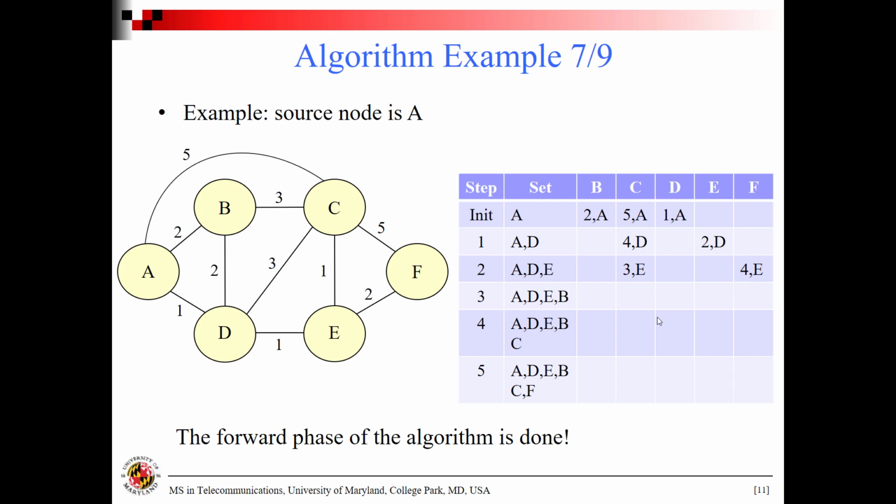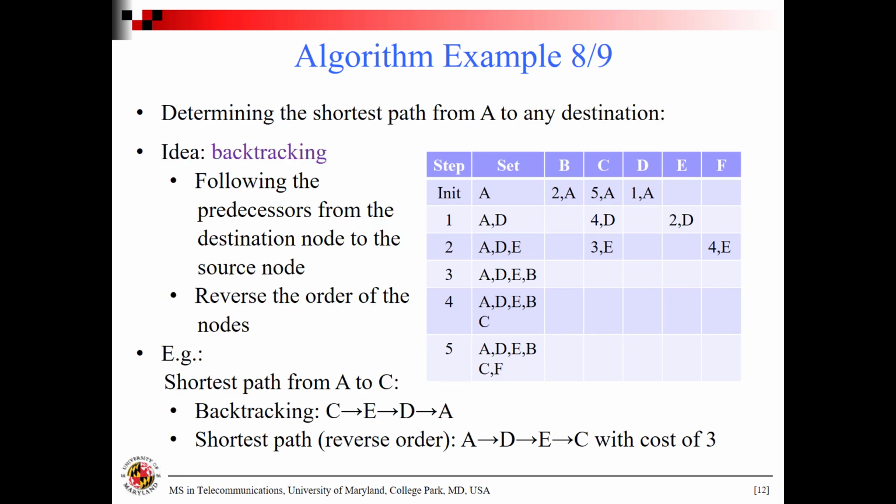So we already know the costs, but we still need to determine the actual paths, or at least the first hop along that path, because that's going to be the next hop information in the routing table. But anyways, we'll be able to extract the whole path, as you will see. So how do we do that? How do we determine now the shortest path from A to any destination?